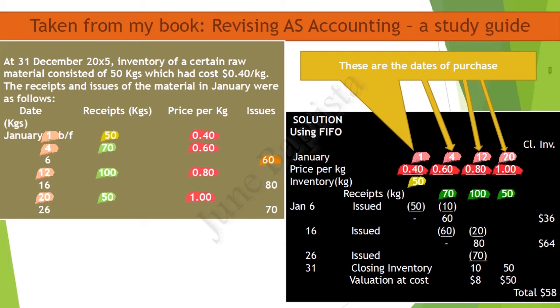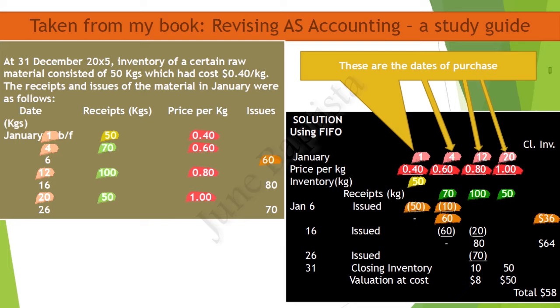Therefore, using FIFO, 50 kgs would come out of opening inventory, and the remaining 10 kgs would come out of the inventory bought on the 4th, to leave us with 60 kgs at the rate of 60 cents to give us a valuation of $36 for closing inventory.